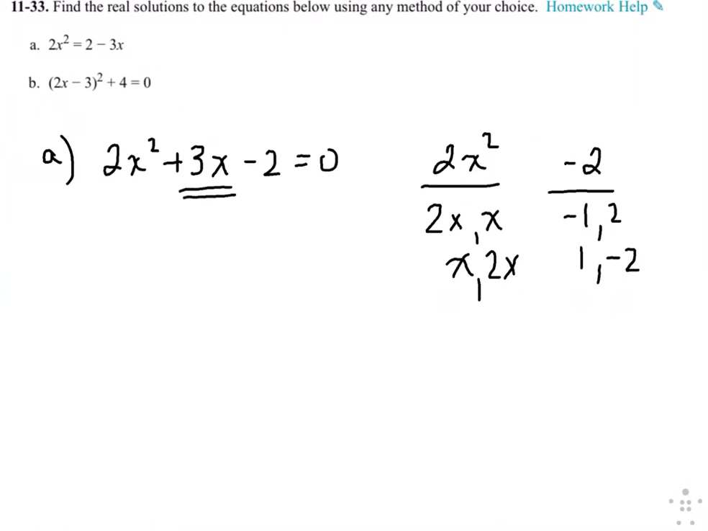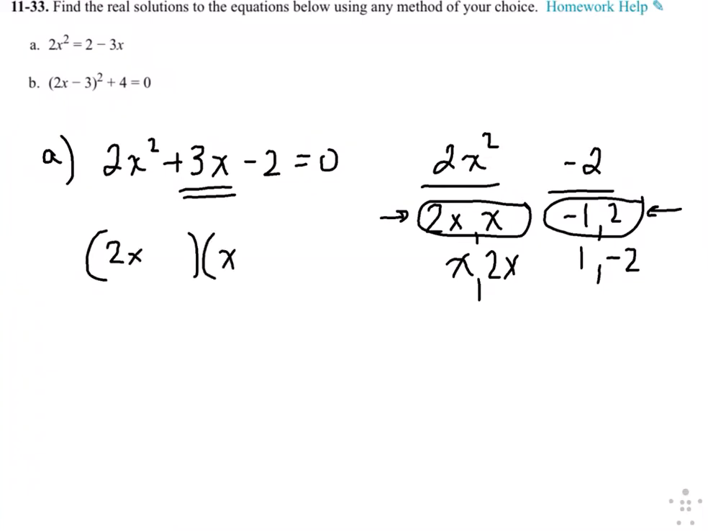So the first one is this one, and this one would give me the outers are 4x and the inners are negative 1x, which is positive 3x. So we got lucky. We got it on the first try. So this factors to 2x and x, and then negative 1 and positive 2.